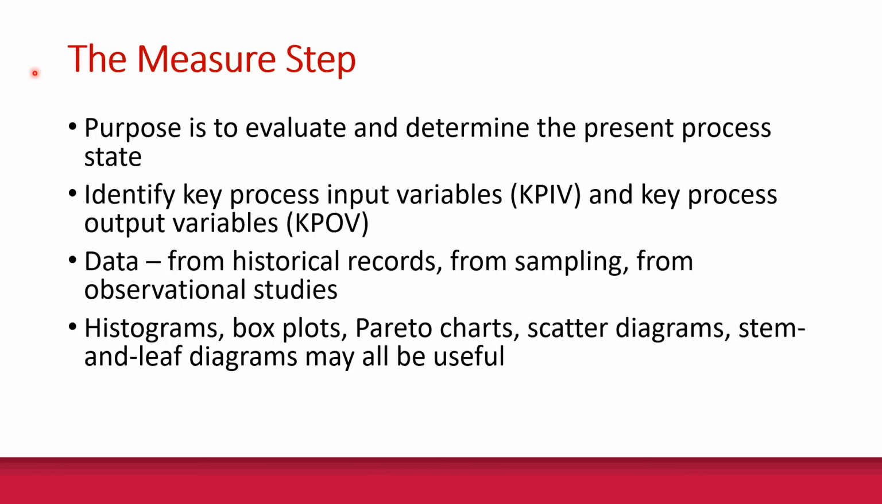Our next step is the measurement step. The purpose here is to evaluate and determine the present process state. We want to identify the key process input variables and the key process output variables. We want to look at data from historical records, from sampling, from observational studies. We may use histograms, box plots, Pareto charts, scatter diagrams, stem and leaf diagrams. All may be useful in determining the underlying process.